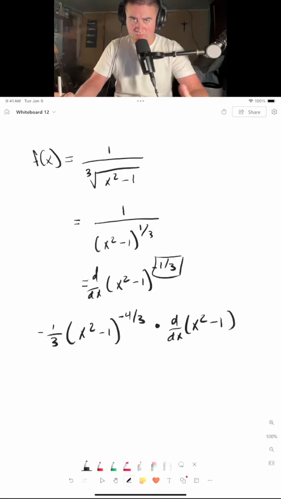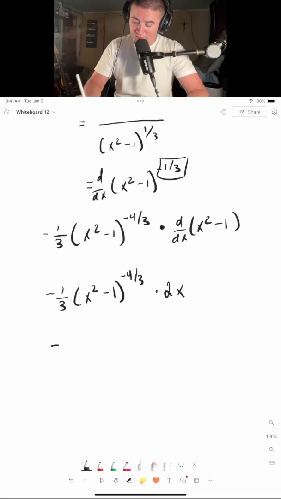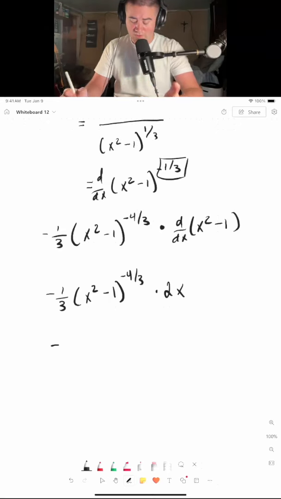Of course, the derivative of negative 1, which is a constant, is 0. So we're just left with 2x. And you could just rewrite this as negative 1/3 times x squared minus 1 to the power of negative 4/3 times 2x.